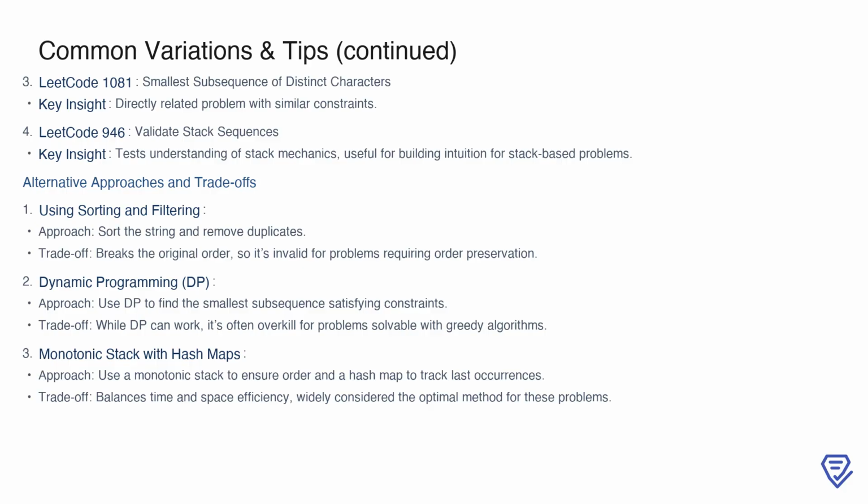When considering alternative approaches, sorting and filtering the string is one option, but this breaks the original order and is invalid when order preservation is required. Dynamic programming is another approach, where you find the smallest subsequence using DP techniques. However, this is often overkill for problems that can be solved with more straightforward greedy algorithms. The most widely recommended method is to use a monotonic stack combined with hash maps to track the last occurrences of characters. This approach effectively balances time and space efficiency and is considered optimal for solving these types of problems.